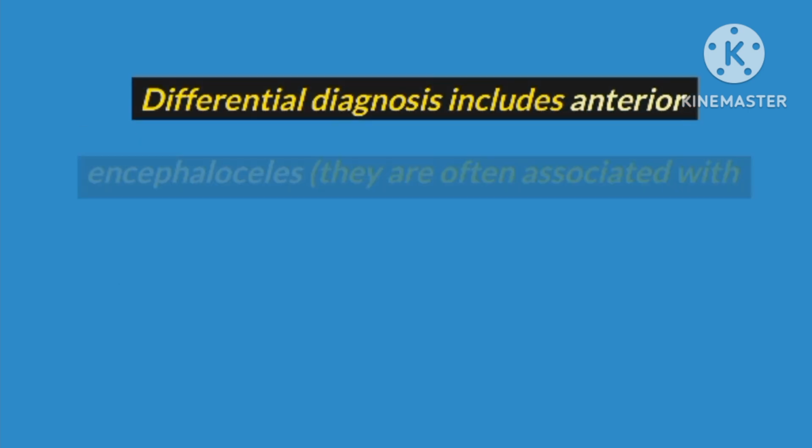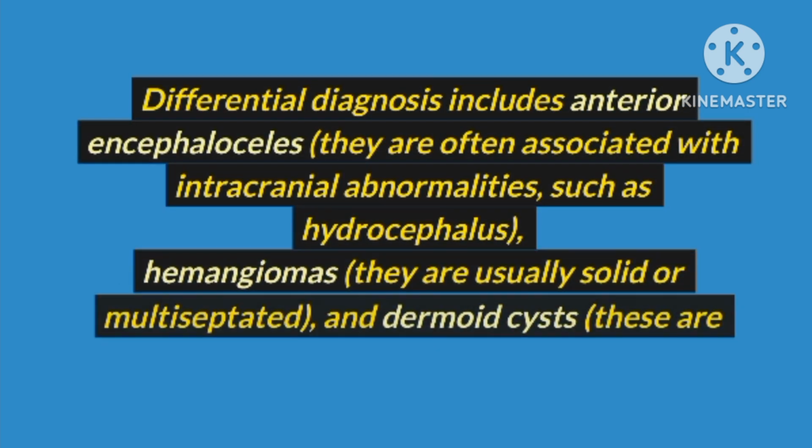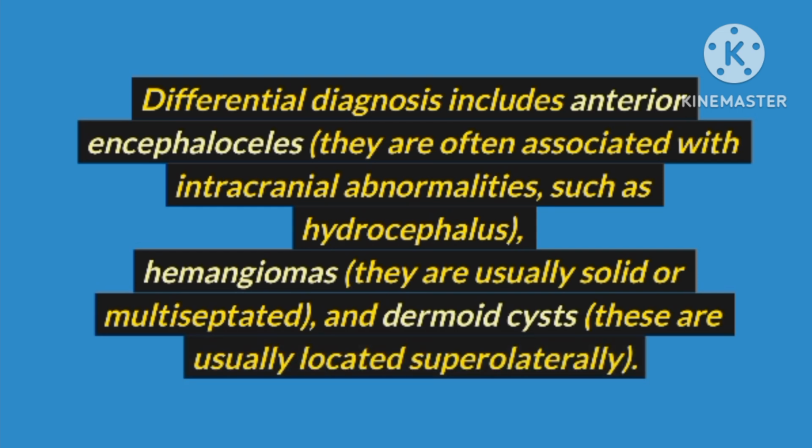Differential diagnosis includes anterior encephaloceles. They are often associated with intracranial abnormalities such as hydrocephalus. Hemangiomas are usually solid or multiseptated, and dermoid cysts are usually located superolaterally.